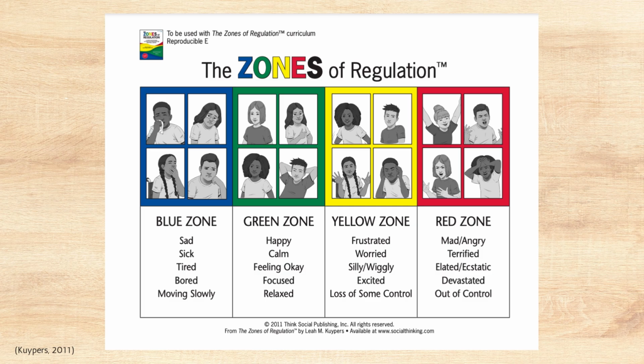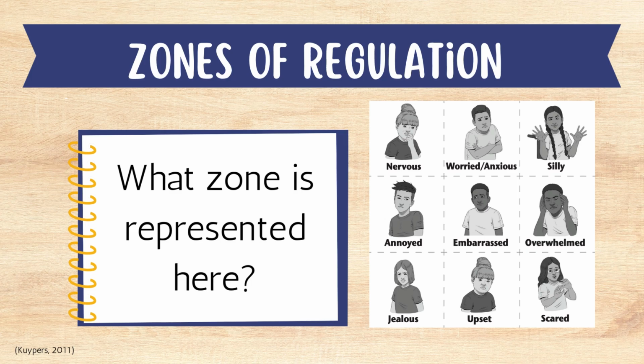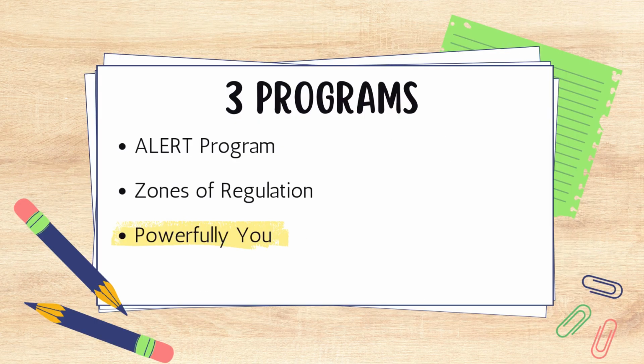One thing I would like to highlight here is that the color red can have a bad connotation, and it is important to recognize that there are no bad zones. What zone do you think is represented here? I'll give you a second to think. That's right, it's yellow. Our last official program or curricula we will cover is called Powerfully You.